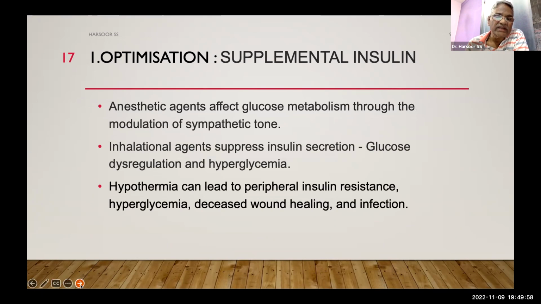With regard to the anesthetic drugs, by and large, they affect glucose metabolism through the modulation of sympathetic tone only and not directly. If the sympathetic tone is increased, then there may be a possibility of hyperglycemia. And inhalational agents, the majority of them, suppress insulin secretion, leading to glucose dysregulation and hyperglycemia. Another factor intraoperatively that we need to remember is hypothermia, because this can lead to peripheral insulin resistance, hyperglycemia, and long-term effects like decreased wound healing or infection.